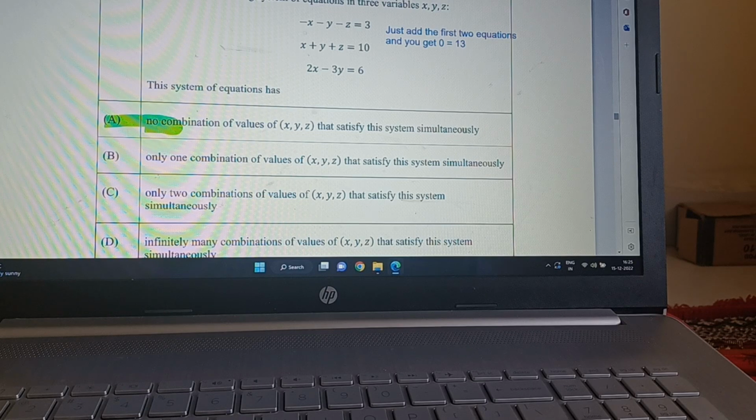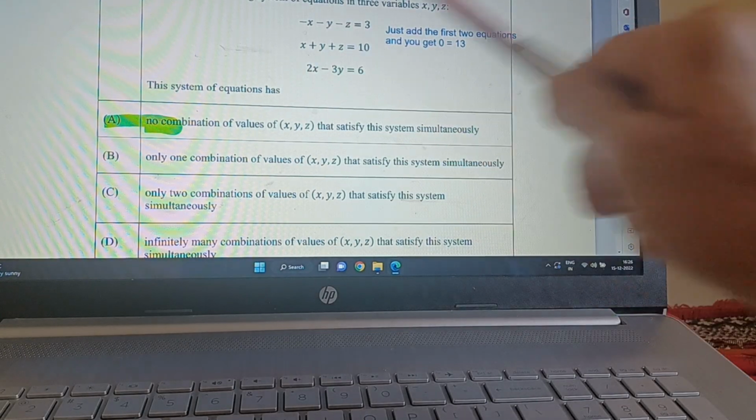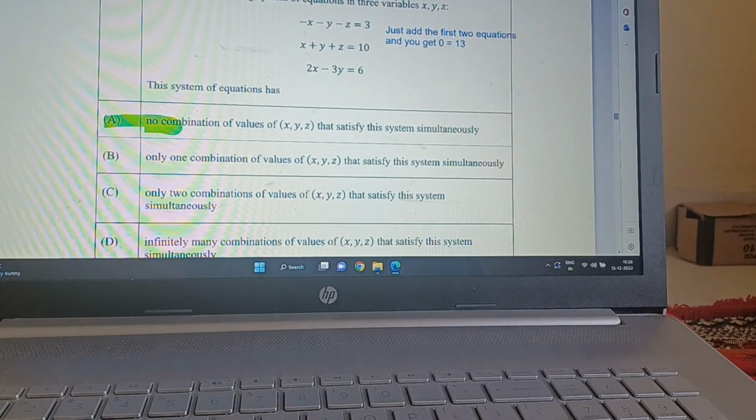So the first 2 equations: minus x minus y minus z is equal to 3, and x plus y plus z is equal to 10. One has all the negative signs before x, y and z, and the other has all the positive signs. So if we add them, on the left side we get 0, and on the right side we get 13. Since 0 is not equal to 13, hence this system cannot be solved.